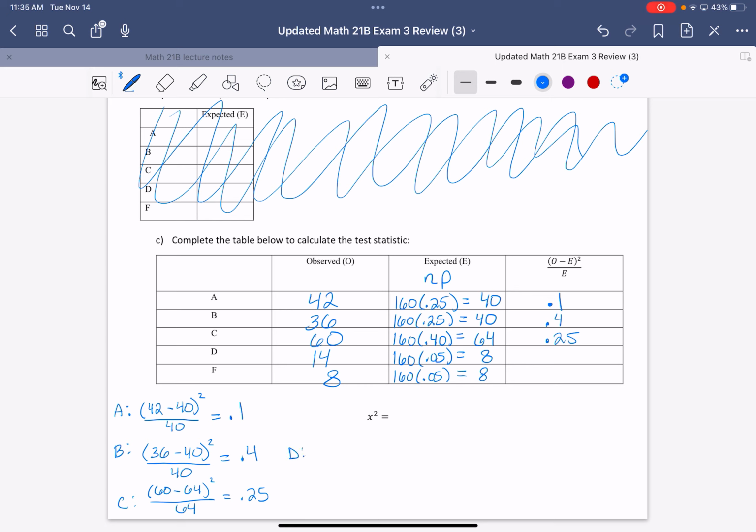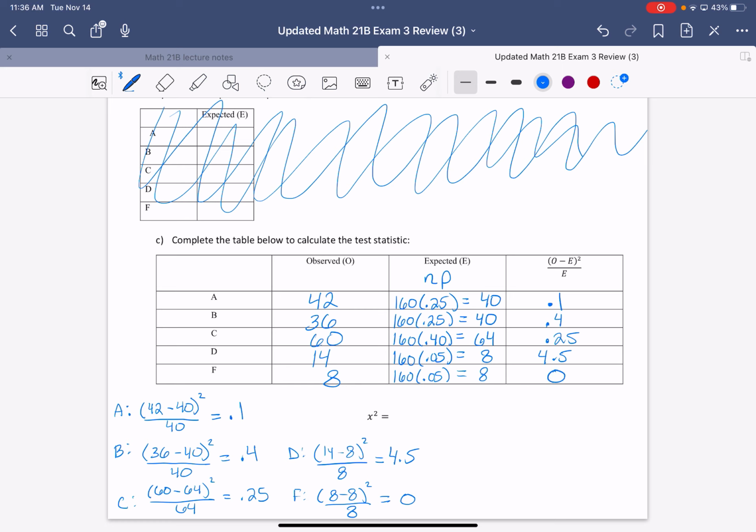For D, the observed was 14 minus the expected 8, quantity squared, all over 8. That'll give you 4.5. And lastly, for the F's, that is 8 minus 8, quantity squared, all over 8. And that will actually give you 0.